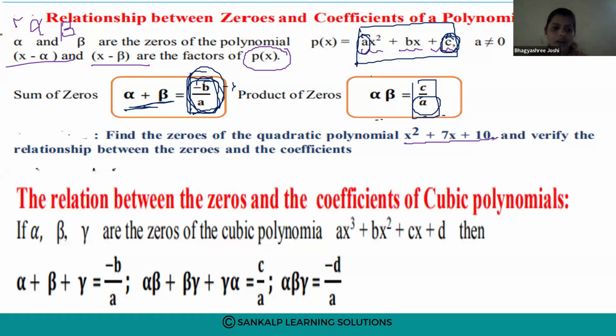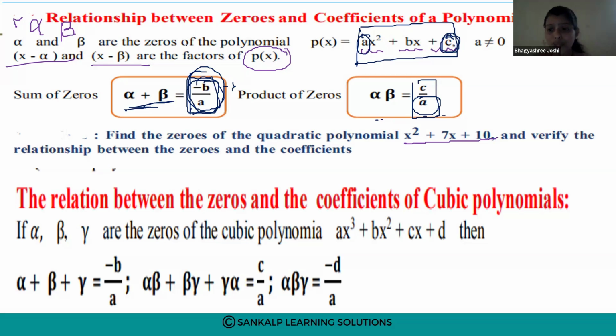Okay. See, before going to derive alpha plus beta, first we will see the relationship between the zeros and the coefficients of a cubic polynomial. Let us consider a cubic polynomial. We know the standard form of a cubic polynomial, that is ax cube plus bx square plus cx plus d, right? Here the variable power is x cube. Cube means cubic it is.